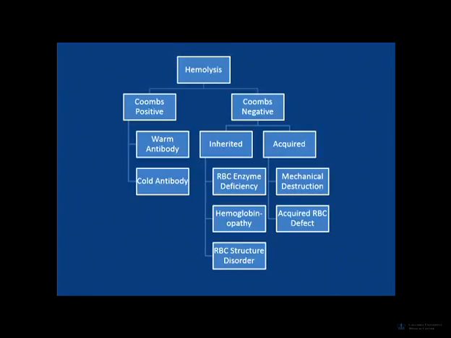Coombs negative hemolysis, if it's inherited, there can be a problem with an enzyme in the red blood cell that renders it more easily destroyed. There can be a problem with hemoglobin, especially sickle cell disease, which we'll talk about in the next lecture, which leads red blood cells to get destroyed too easily. There can be a problem with the red blood cell structure that allows it to hemolyze. We talked about spherocytosis and elliptocytosis yesterday.